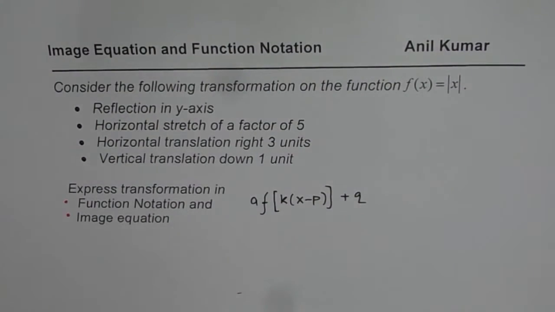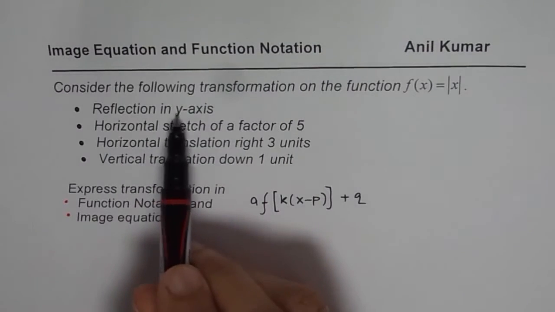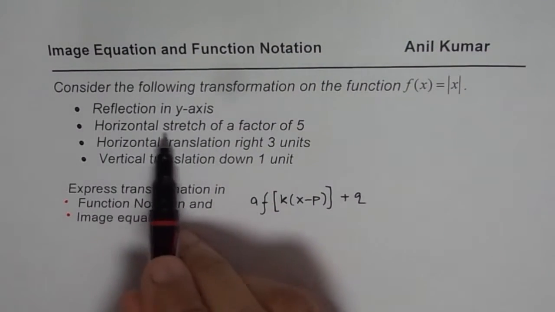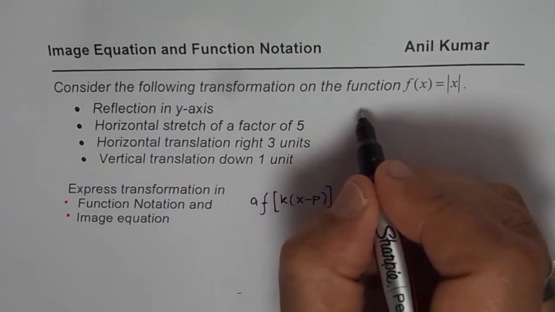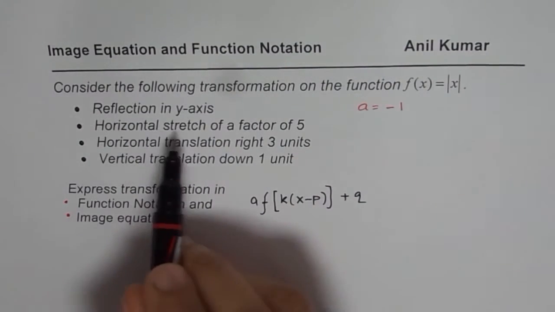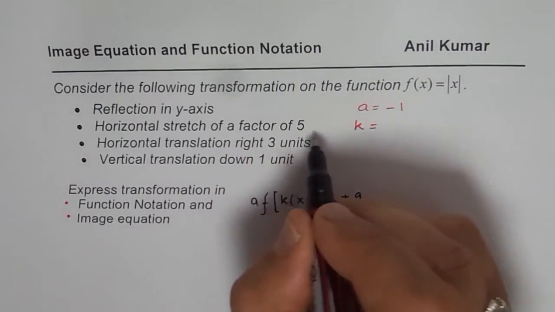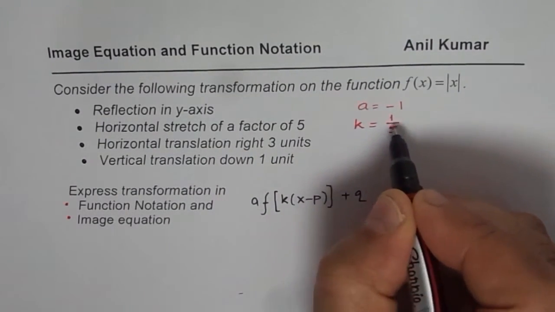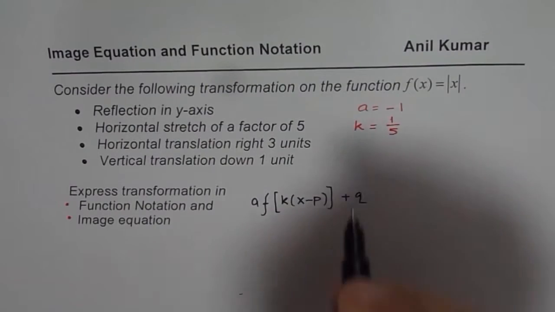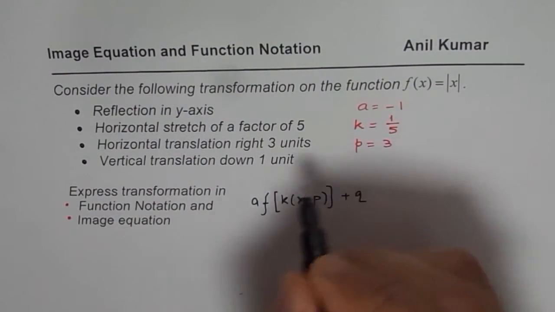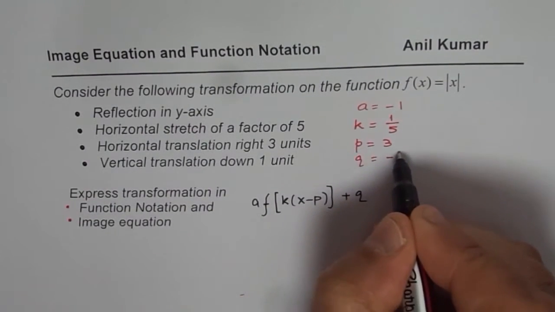Okay, now let us develop these equations. From the given conditions, reflection on the y-axis means a is negative, and there is no vertical stretch or compression, so a equals -1. Horizontal stretch by a factor of 5 means k is 1 over 5. Horizontal translation right 3 units, so p equals 3. Vertical translation down 1 unit means q is going to be -1, correct?